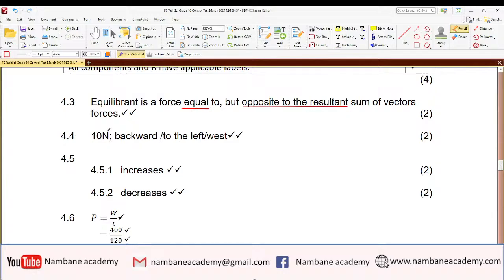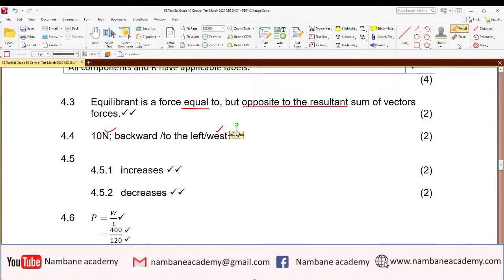That is how we should actually mark it. 1 mark for 10. And then for any direction that indicates it is now in an opposite direction, backward, left or west, you can award another mark. Let's not make it 2 or 0, ladies and gentlemen. Let's make it now a part marking.